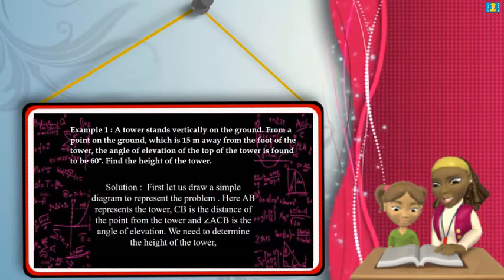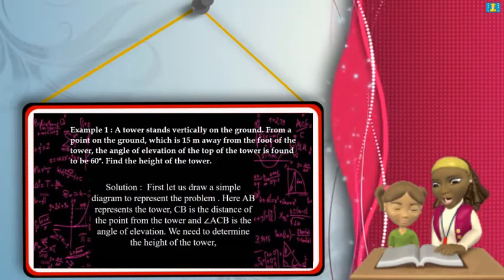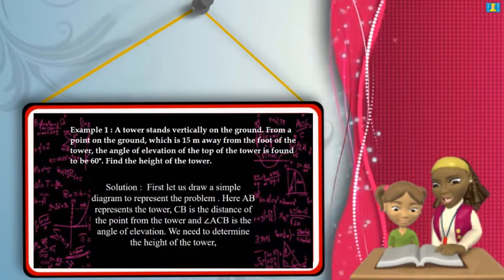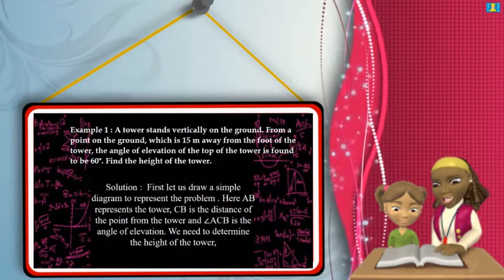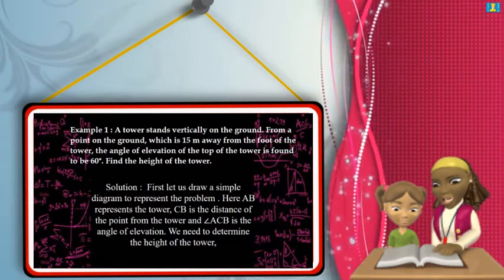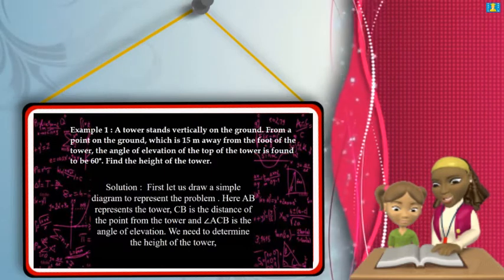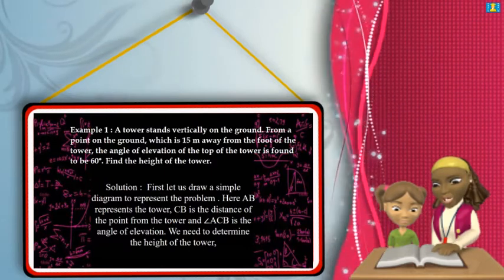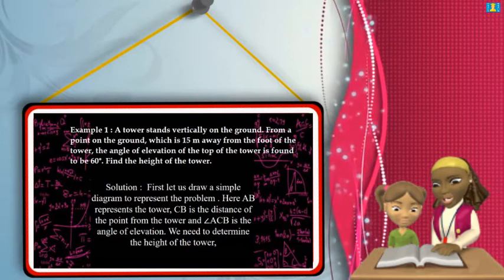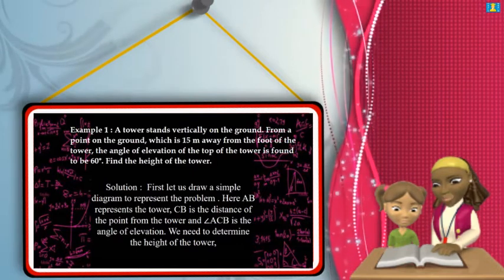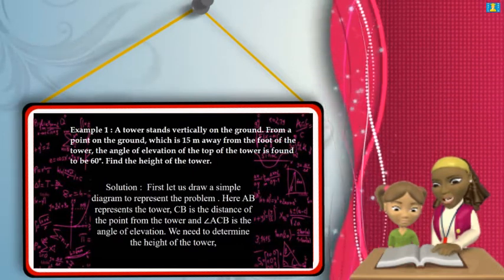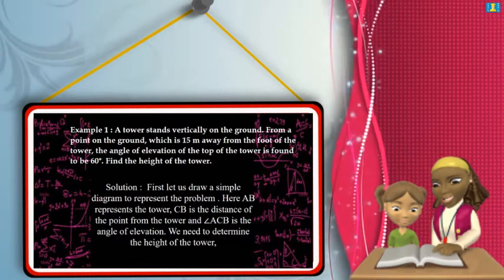Now let's look at example number 1. A tower stands vertically on the ground. From a point on the ground which is 15 meters away from the foot of the tower, the angle of elevation of the top of the tower is found to be 60 degrees. Find the height of the tower.